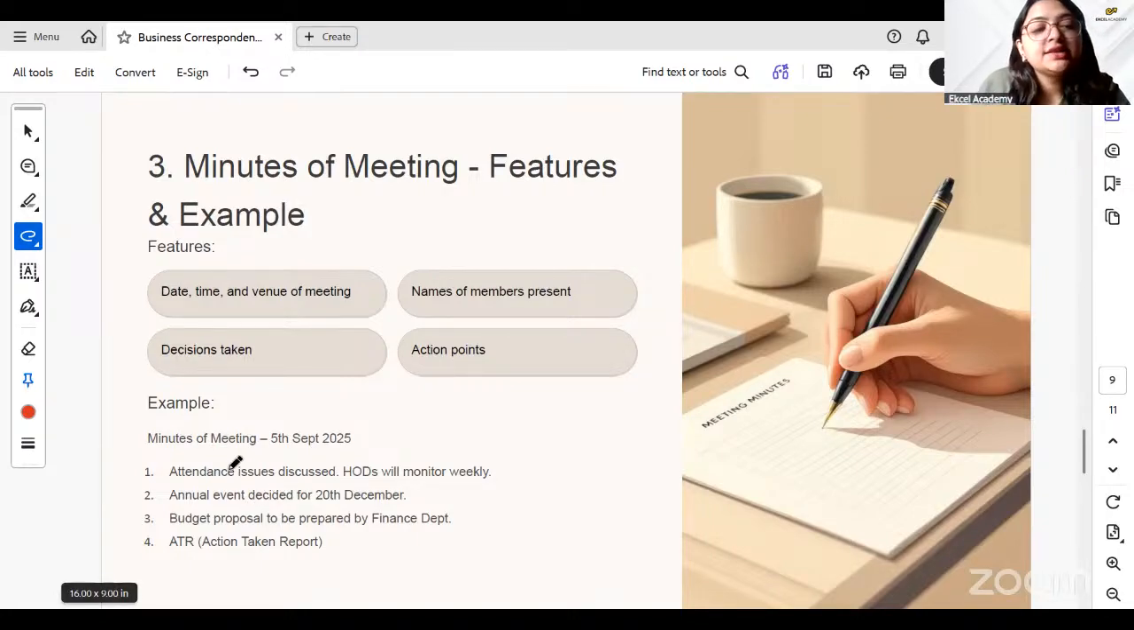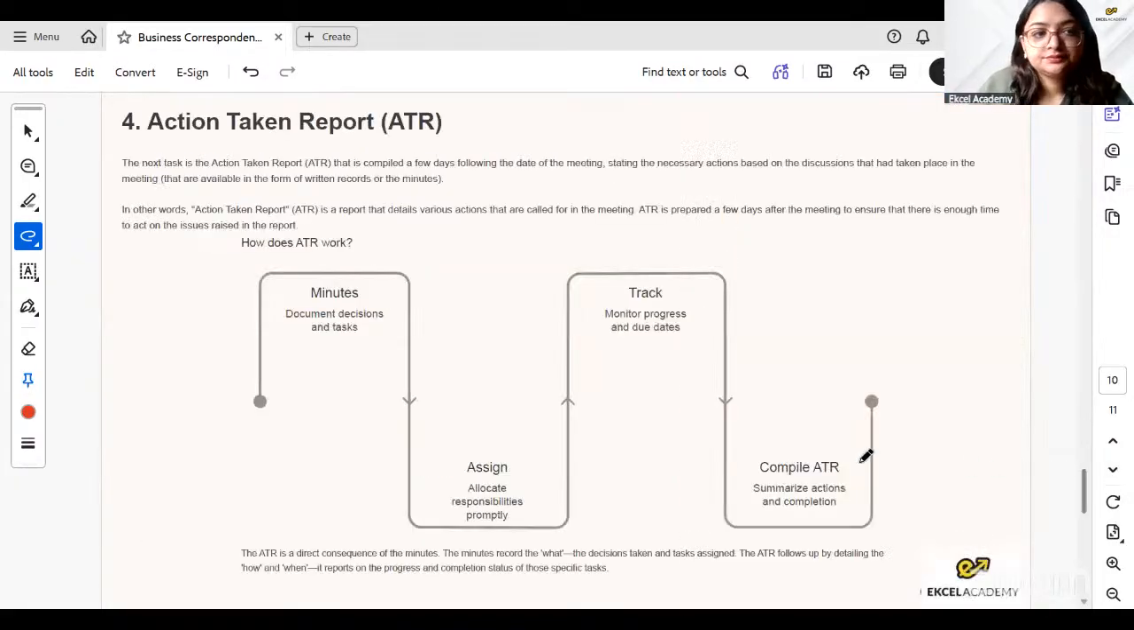All right. So these are certain indicative items that you can include in your minutes. I also have a sample board meeting minutes that I've downloaded off the internet, which we'll discuss post this. Okay. So once your minutes have been taken, you then prepare your action taken report.